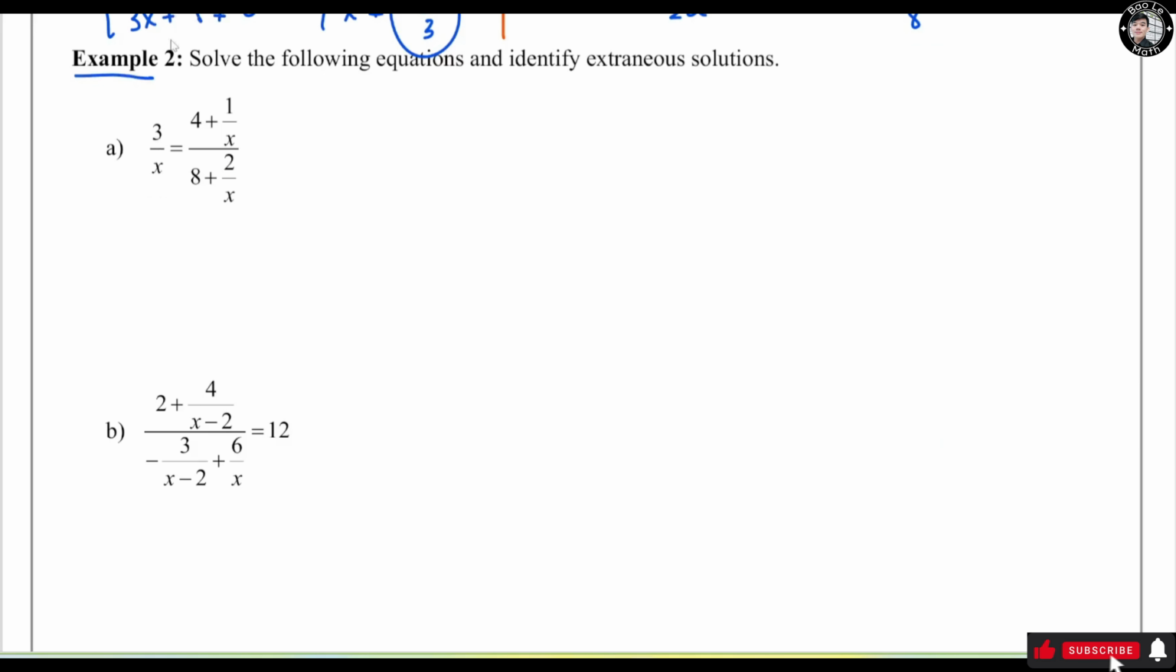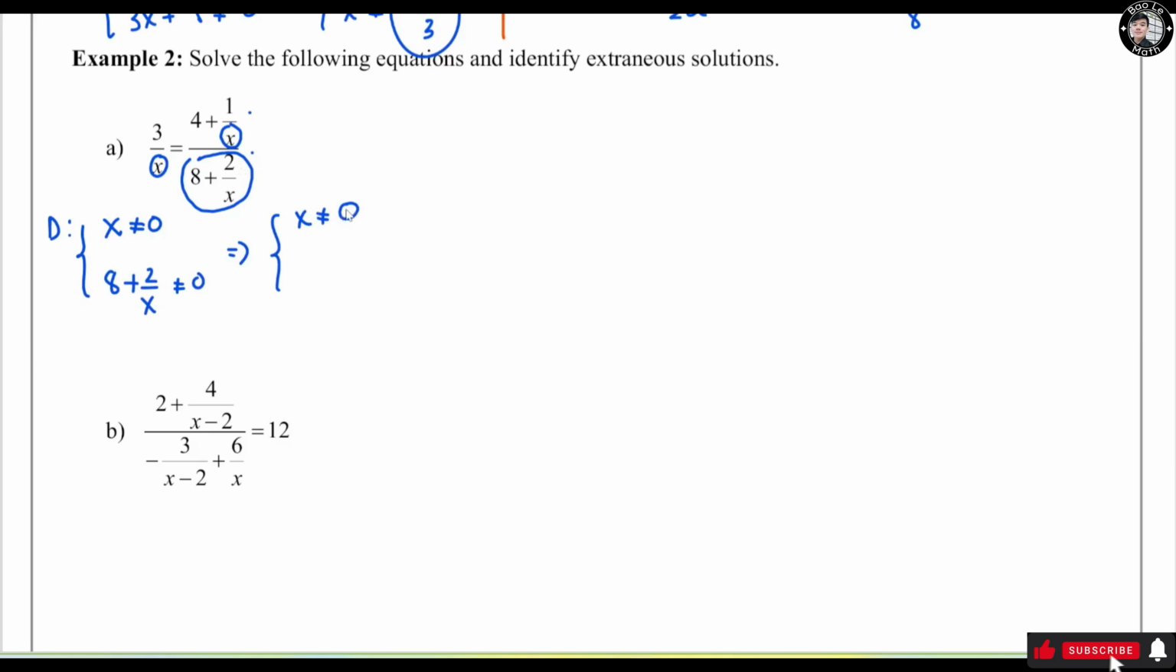Example number 2. We need to solve the following equation and identify the extraneous solutions. So first, we need to find the domain. Now, for the domain, we just let the denominator not equal to 0. So we look at the denominator right here, so s not equal to 0. And this guy is actually the denominator of the fraction right here. So we have 8 plus 2 over s not equal to 0. We solve this one. So we have s not equal to 0.